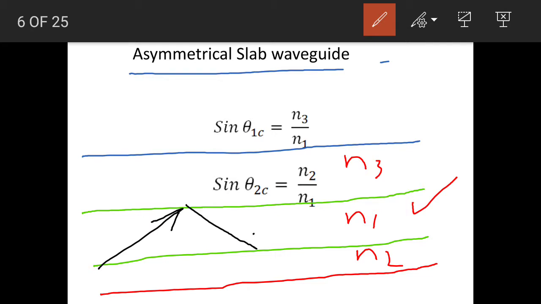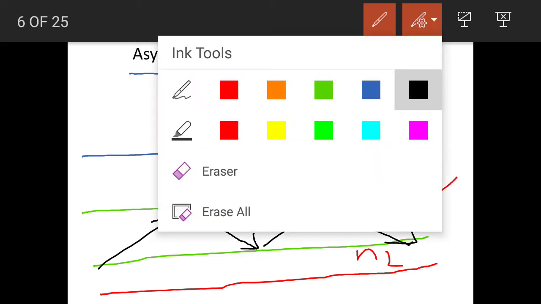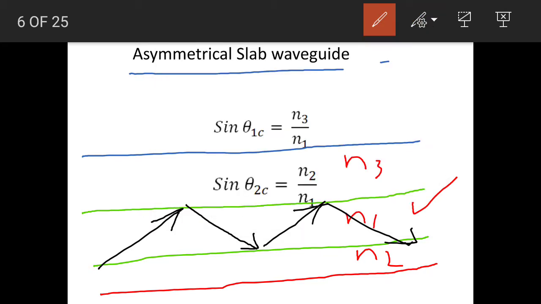The total internal reflection will take place over here, over here, and over here, and thus the light ray will travel in the film of the waveguide. So we need to satisfy the condition for the total internal reflection. If we satisfy it, then the ray will travel in the central layer of the asymmetrical waveguide in the direction of the z-axis.